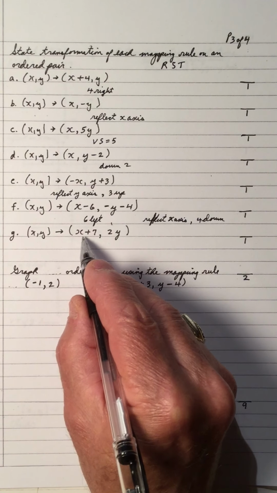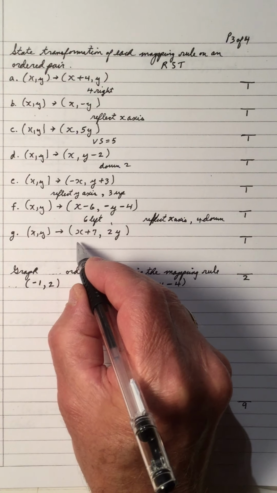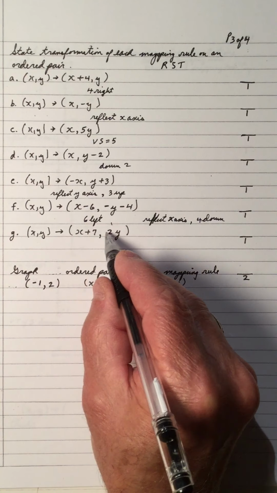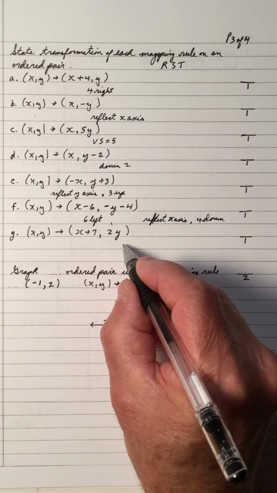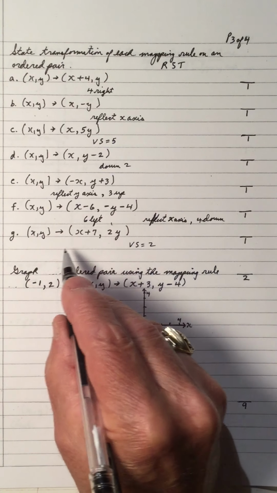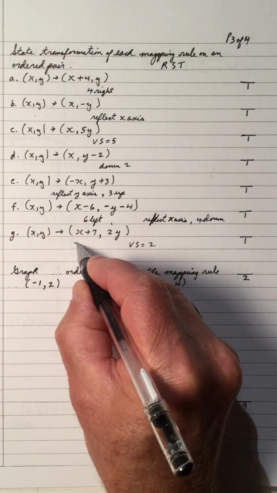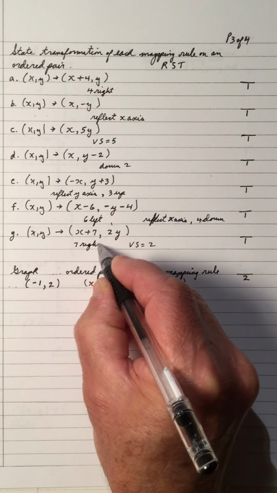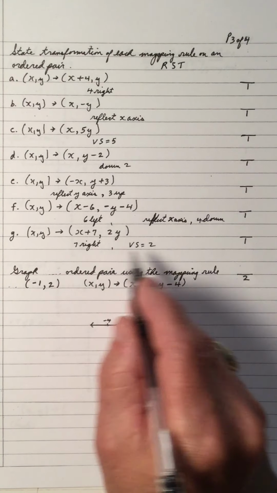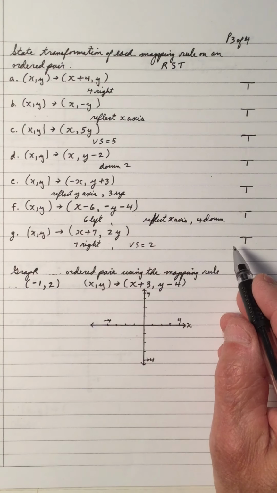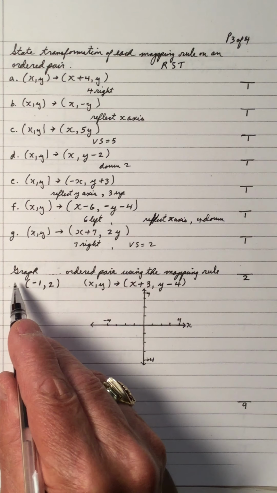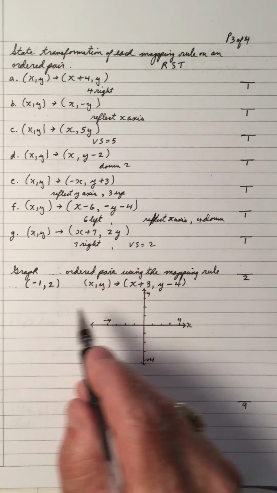G, (x, y) is mapped to (x plus 7, 2y). So if we look at it, there's no negatives, so there's no reflecting. We have a vertical stretch on the y of 2. And the only translation we have is with the x, so it's 7 right. Again, you could write down 7 right and a vertical stretch of 2, as long as you name it correctly. Give yourself a mark.